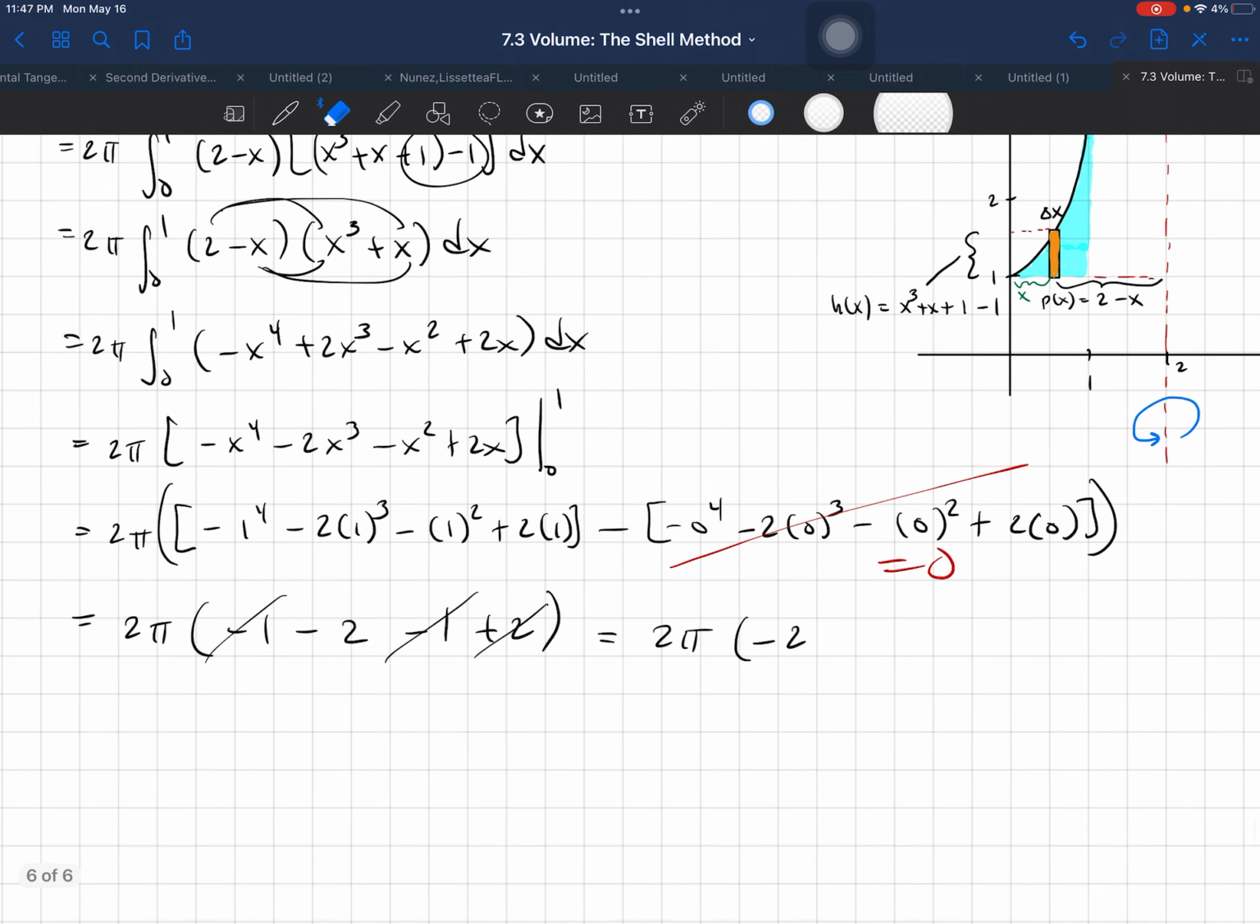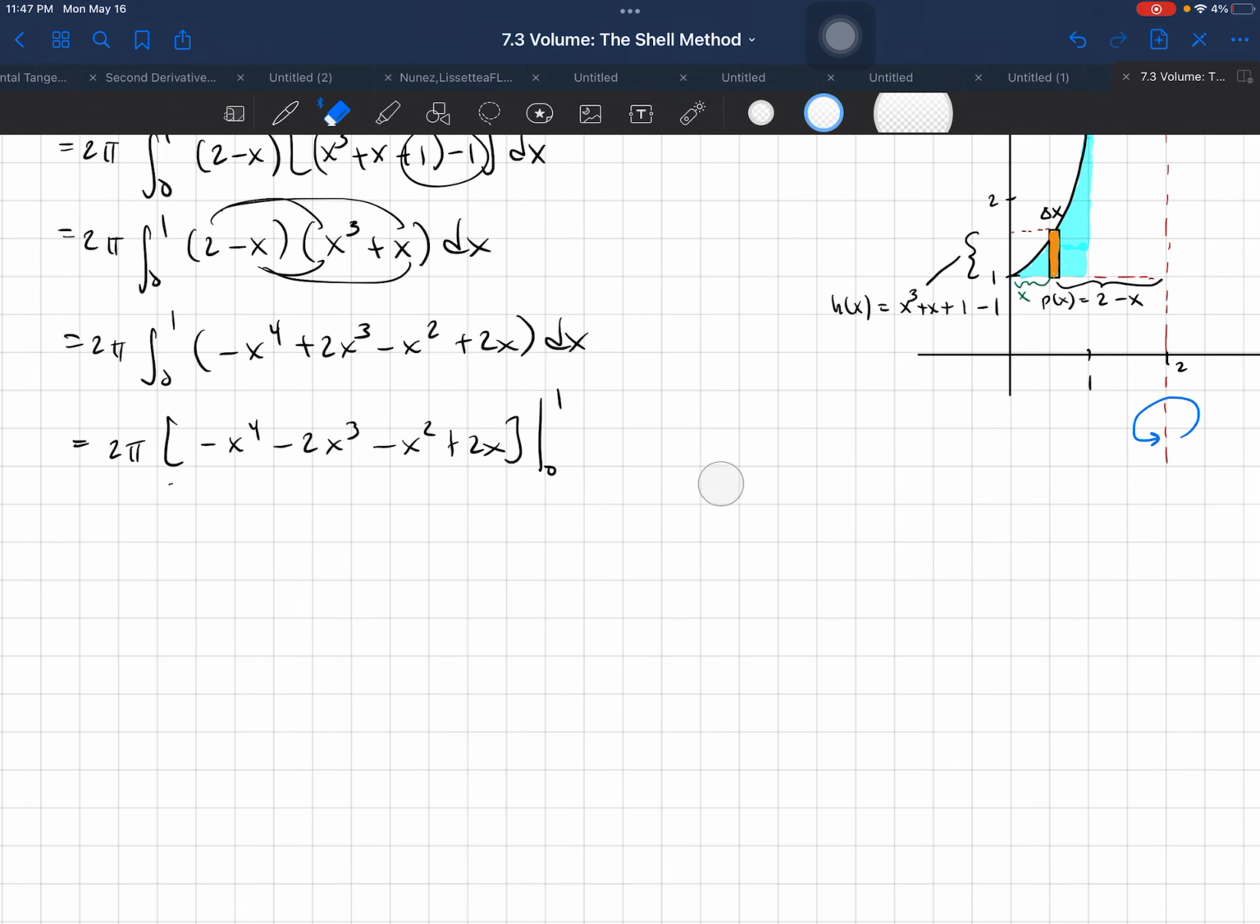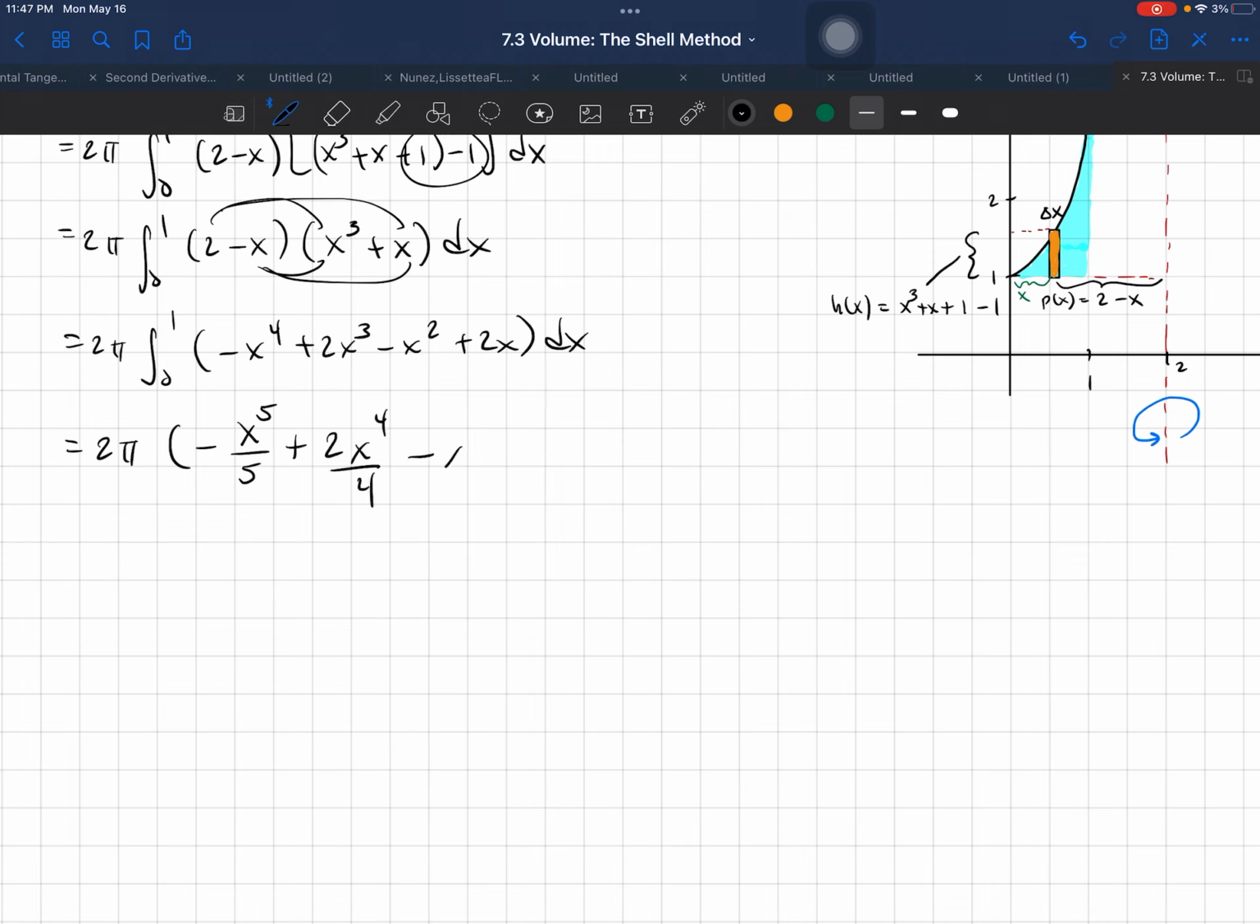Am I missing something? Oh, yes, I made a big mistake. Let me go back here. When I added the powers, I didn't even integrate it. That's the whole thing, I didn't even integrate it. That was a big mistake. I think I was rushing and I didn't even integrate. So it will be adding 1 to the power and dividing by the new power.